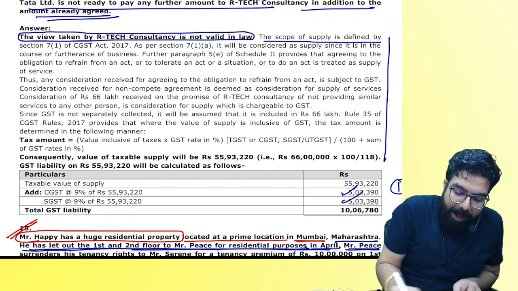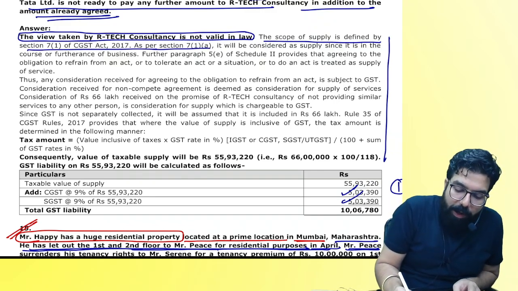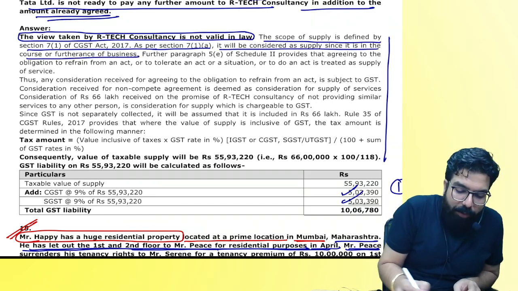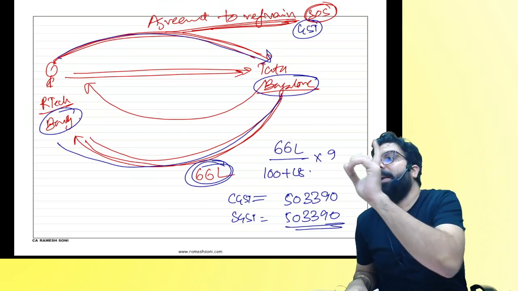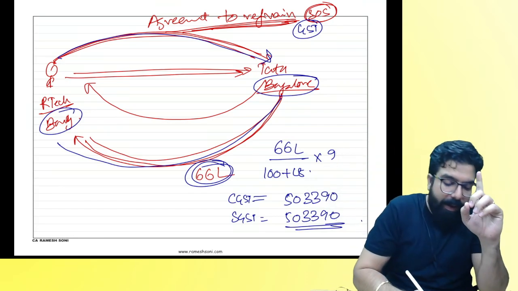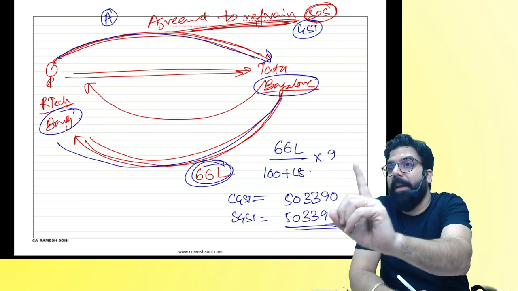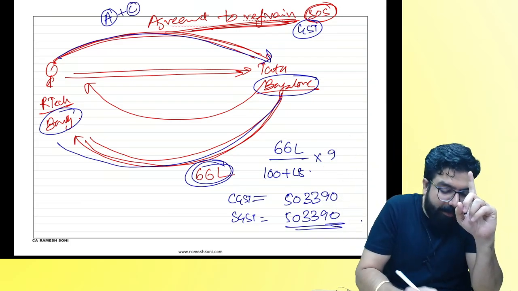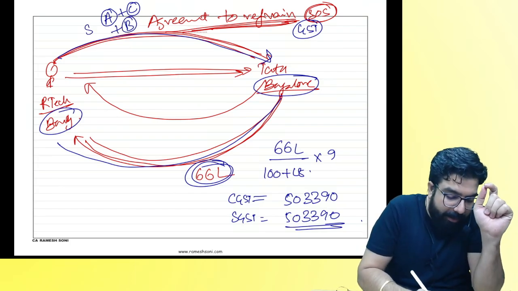The scope of supply is defined in section number 7. Section 7(1)(a), it will be considered a supply since it is in the course of furtherance of business. People, tell me one thing. First of all, we have to see whether it is supply or not, correct? Is it an activity? Is refraining from doing something an activity? Is it for a consideration? Is it in the course of your business? So it is a supply.